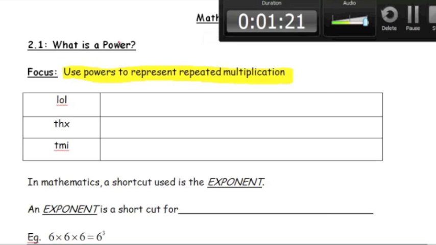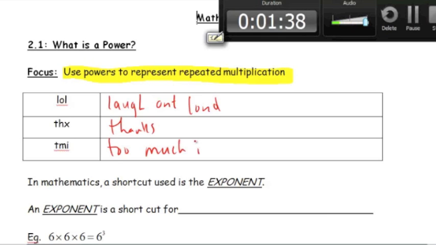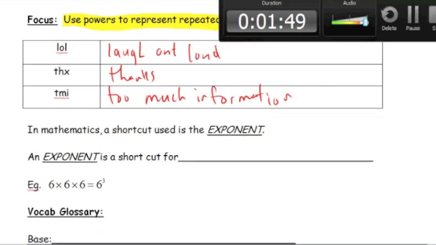Just some shortcuts that you might be familiar with. LOL: if someone writes us something funny, maybe we write back LOL because I just laughed out loud. THX, that's a shortcut for thanks. TMI is too much information. All these are just shortcuts. In math, one shortcut that we use is the exponent.